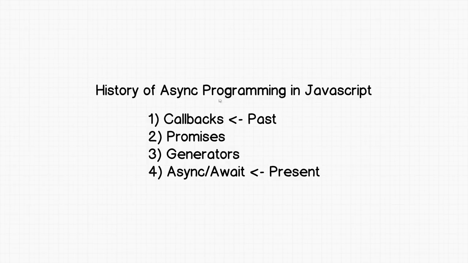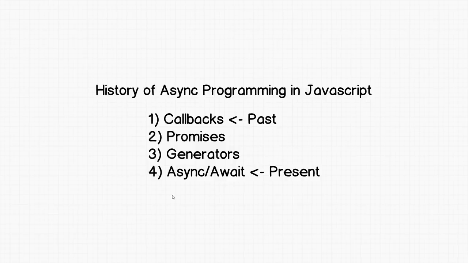Okay, so I already mentioned this, but this is a history of async programming in JavaScript. It all started back with callbacks in the past, and then we were able to use promises, which was a major shift from callbacks, and then we were also able to use generators. Now I didn't use generators much, I pretty much skipped over them, so I went straight from promises to async await, but generators are in between those two stages. And finally, right now in the present time, we have access to this honestly amazing feature that is called async await.